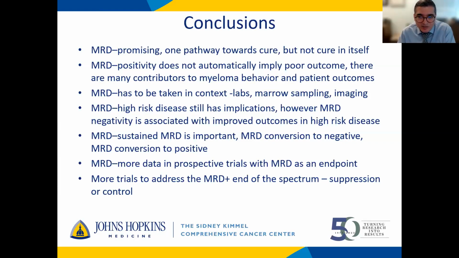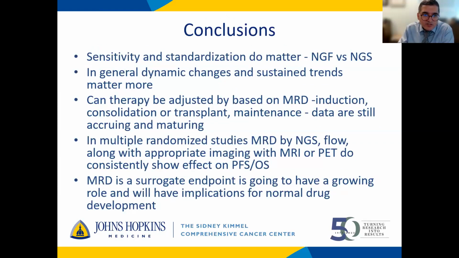High-risk disease still has some implications in the MRD setting, but there are studies that show that MRD negativity in high-risk disease does improve outcomes. Sustained MRD, this is important. Sustained trends are what matter. And then we need more trials, prospective trials with MRD itself as an endpoint. And we have to think of clever ways to address a point where we get patients to a well-controlled state where they're still MRD positive. How do we come up with new strategies to keep a lid on things? And then, of course, intrinsic factors with testing, sensitivity and standardization do matter.